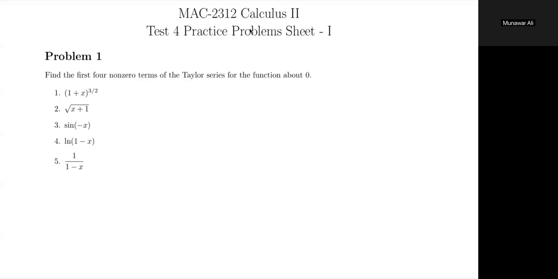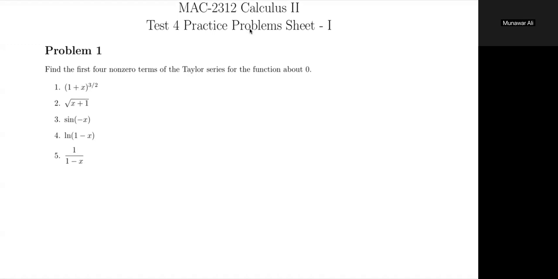Okay, so let us solve a few problems from problem sheet 1. From each problem, I will select one or two problems to solve. As you can see in problem 1, we have: find the first four non-zero terms of the Taylor series of the function about 0.